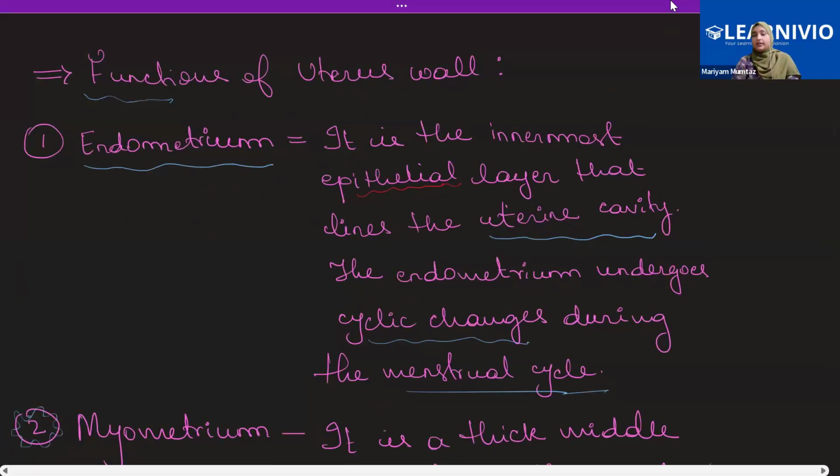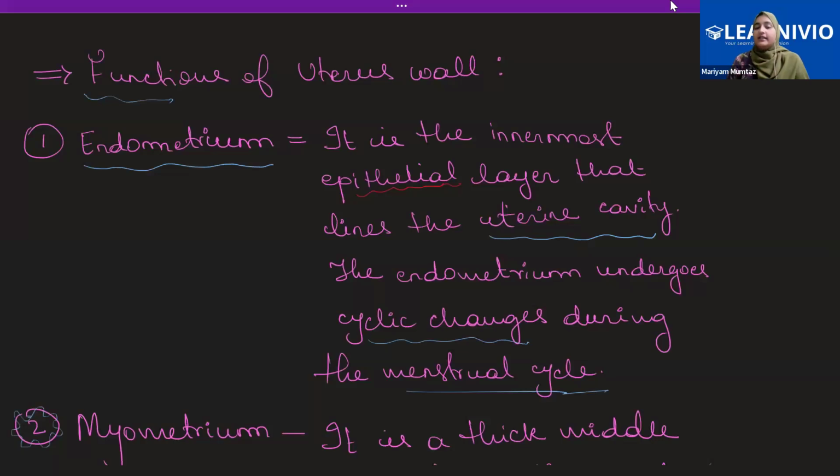Endometrium is the innermost epithelial layer which lines the uterine cavity. Lining means that a layer is present towards the inner side of any organ. Here it is lining the uterine cavity, and this endometrium undergoes a lot of cyclical change every month, during the menstrual cycle. This is the endometrium.